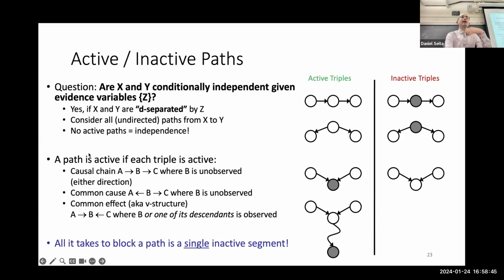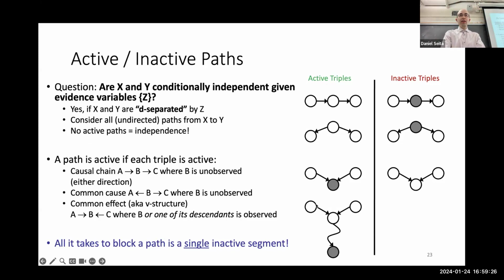A path is active if each triple is active. So you have active triples here, like this node, and this node, and this node, an active path. So in other words, there exists an active path. Therefore, they are not guaranteed to be independent. We've seen these examples before, but this is trying to put everything on one slide.